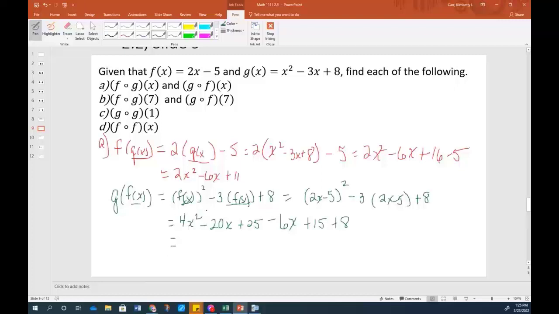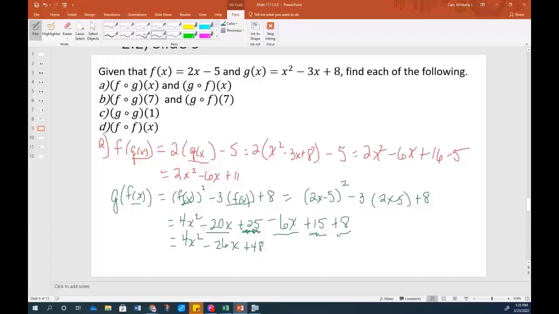So now I need to combine my like terms. 4x squared. Now looking at the x terms, I have negative 20x minus 6x, so that is negative 26x. Then for my constants, I have 25 plus 15, that is 40. And 40 plus 8 is 48. So I have plus 48. All right, so those were my two answers for part A.